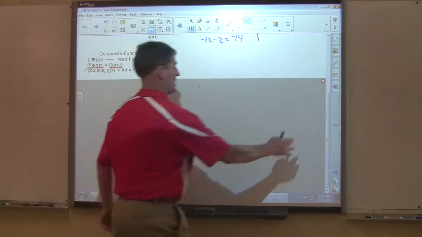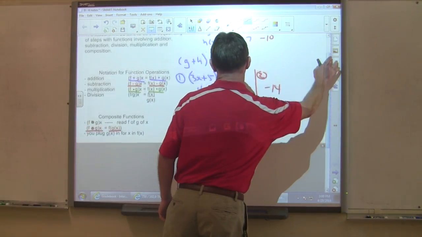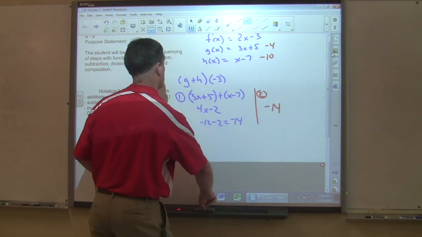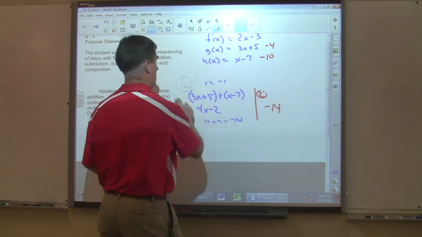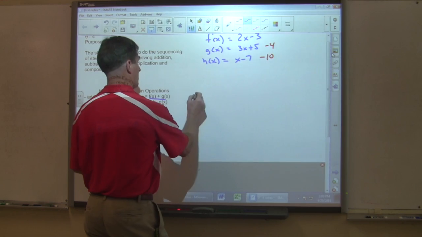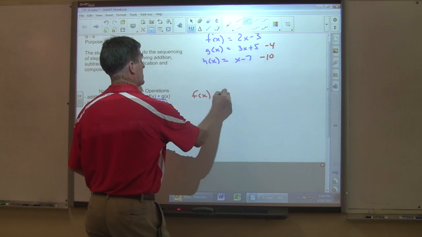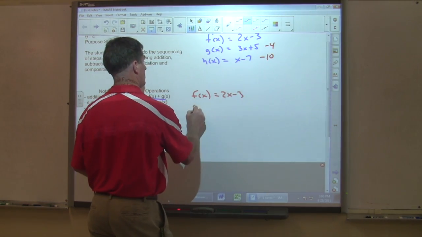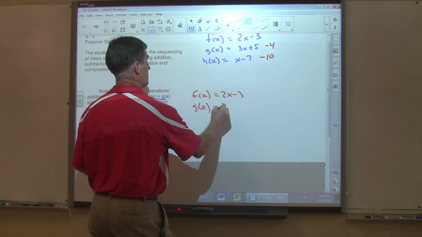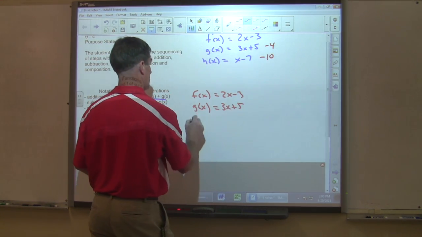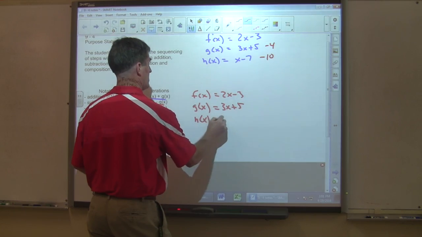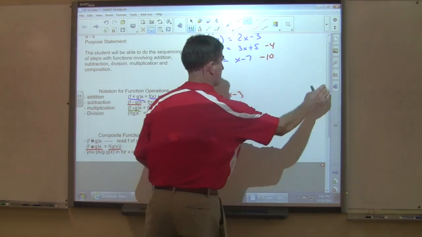So if we go back to those functions we had before, let me just bring those down. f of x is 2x minus 3. g of x is 3x plus 5. And h of x is x minus 7.